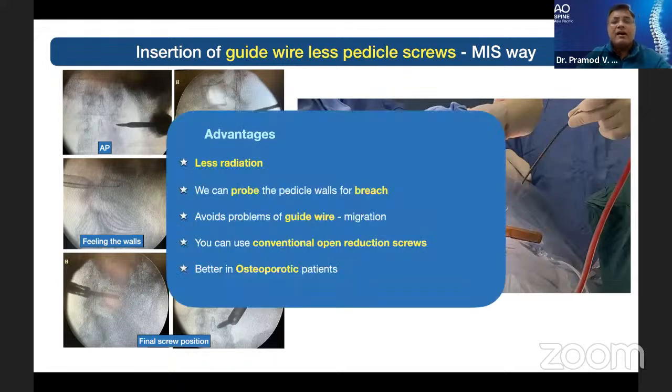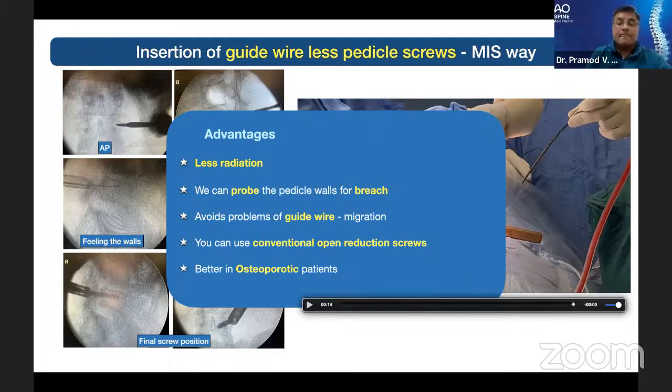So advantages of this guide wireless pedicle screw insertion is very less radiation. I can probe for the pedicle walls, for the breach. It avoids the problems of guide wire like migration and bending and that stuff. And you can use conventional open reduction screws. And I feel that it's better in osteoporotic patients.